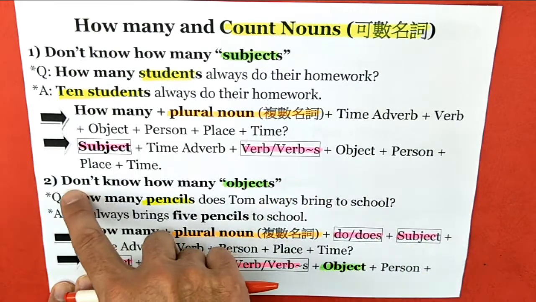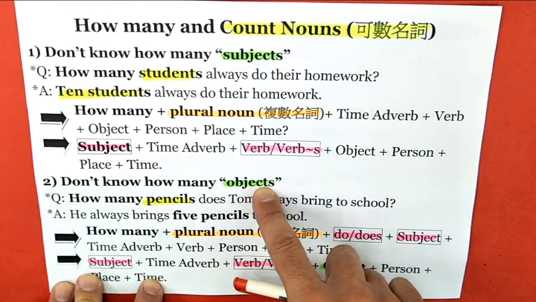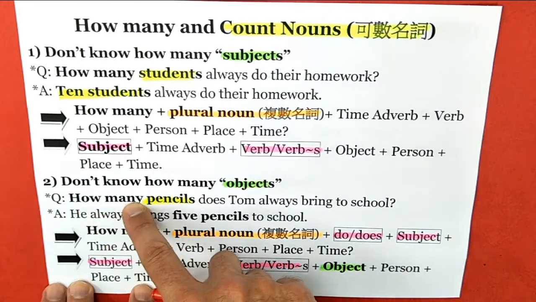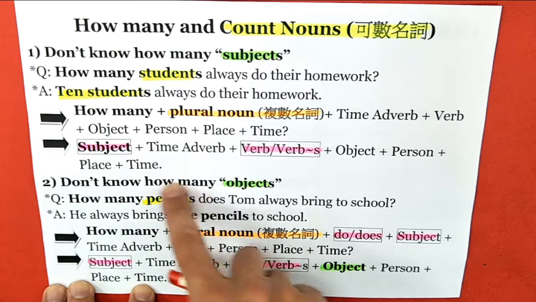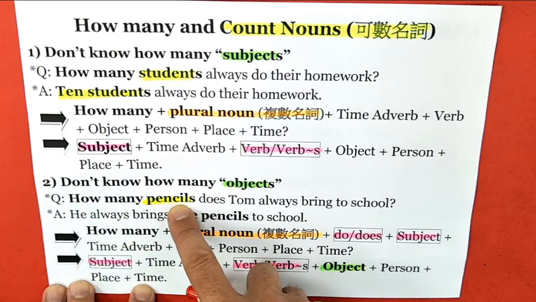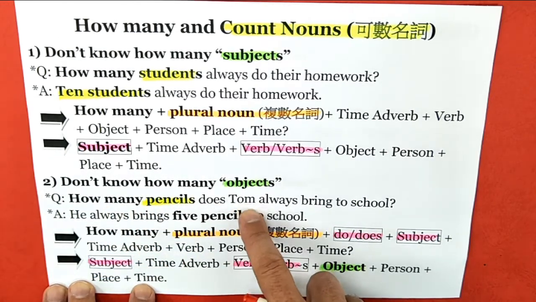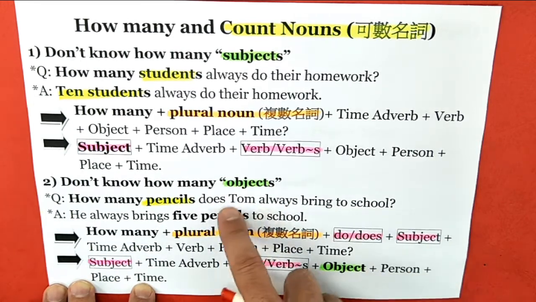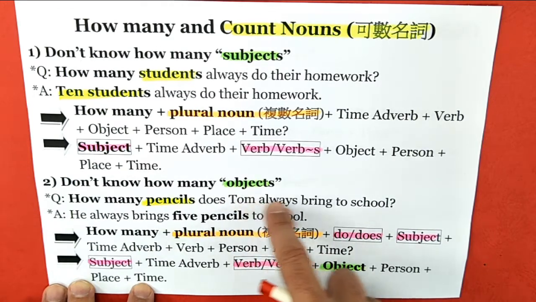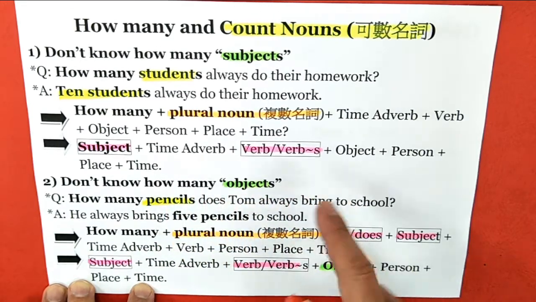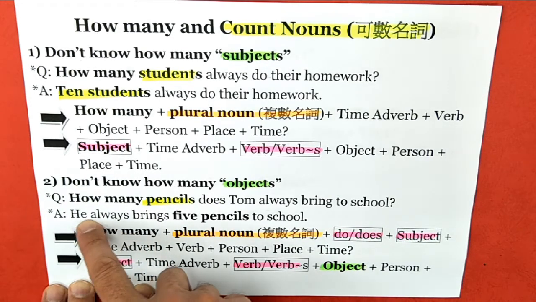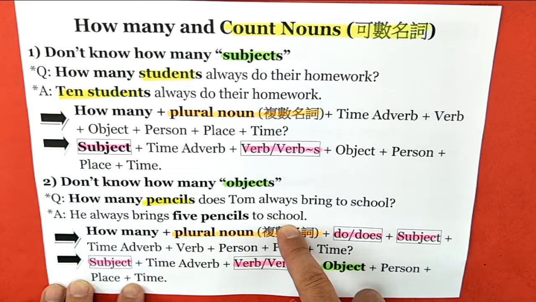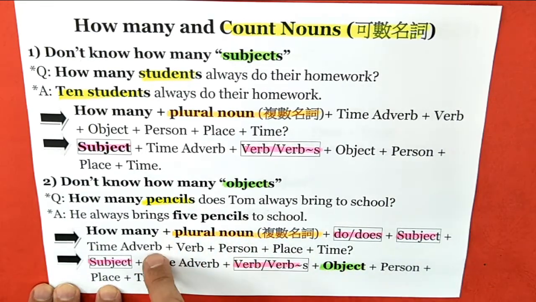All right, now let's look at sentence number 2. We don't know how many objects. Well, let's look at an example. How many pencils, remember, plural noun, how many pencils does Tom, that's the subject, does Tom always bring to school? Tom is the subject, and Tom brings pencils to school. Well, how many? He always brings 5 pencils to school. Let's look at the sentence pattern.